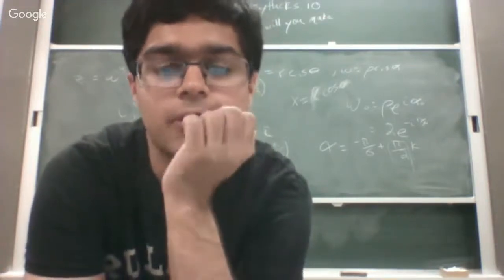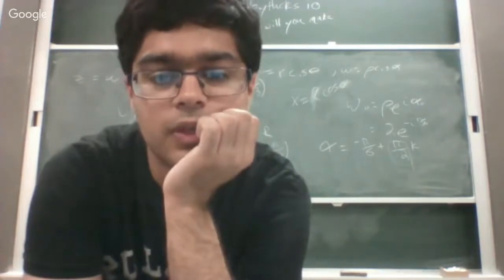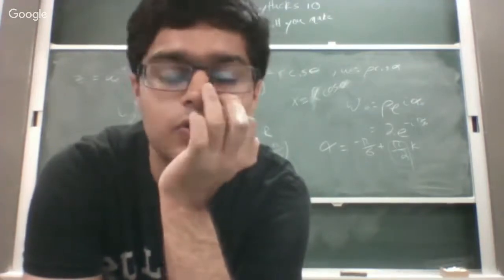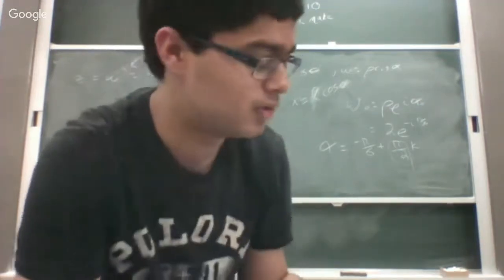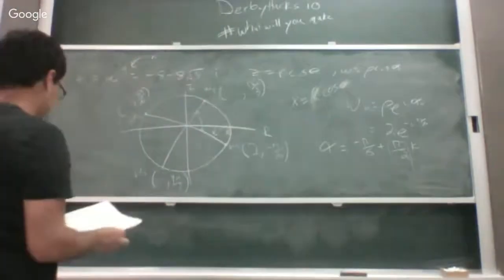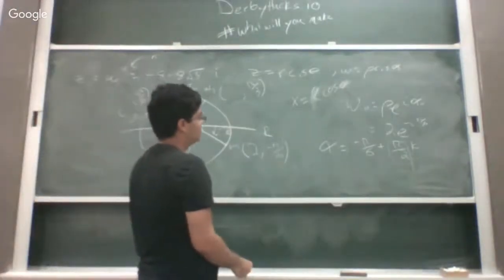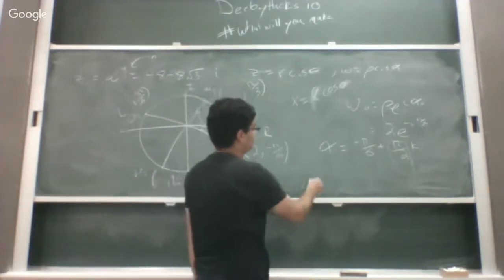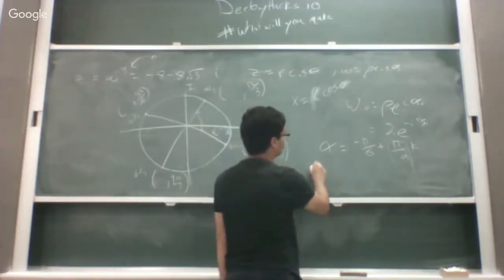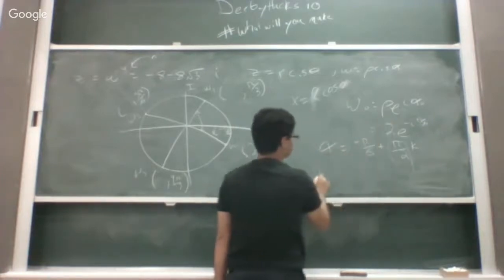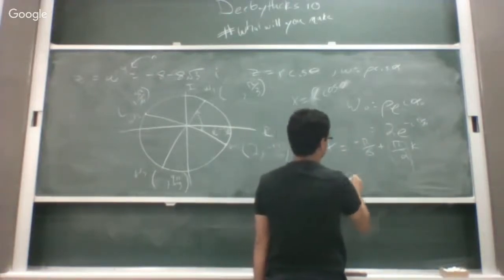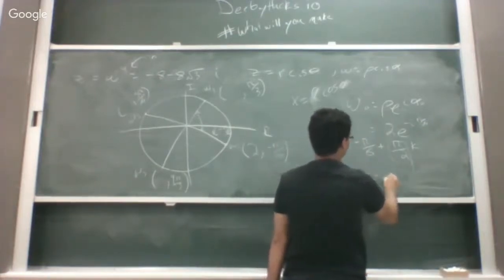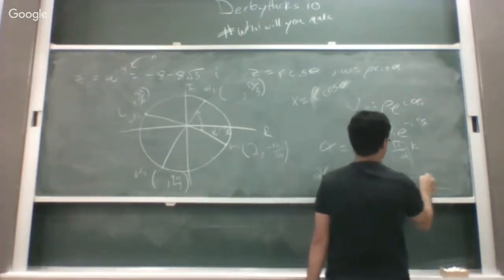You write out W for each one, which does take long, but we should be able to do it in the amount of time we're given. So writing that out, we have rho, so it'd be 2 times cosine of alpha plus i times sine of alpha.